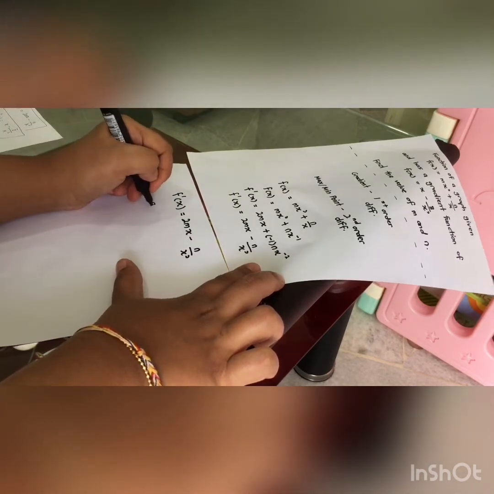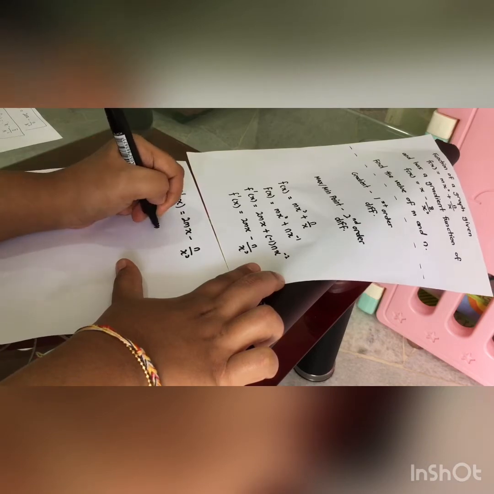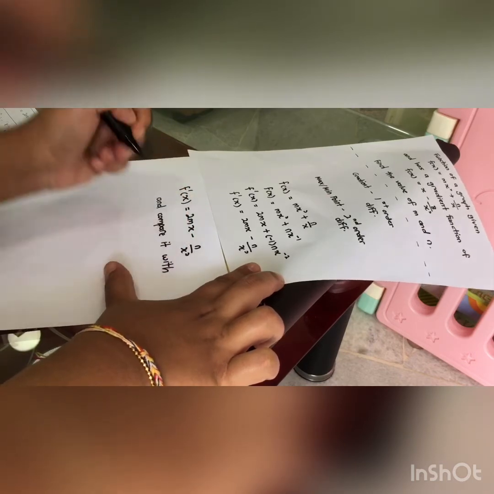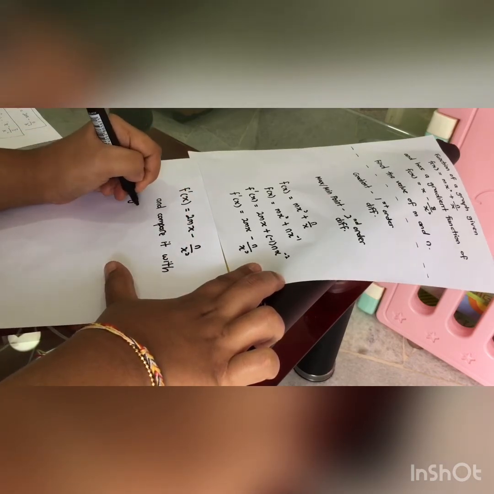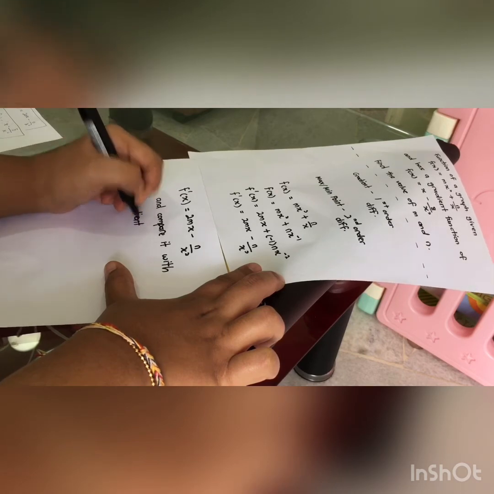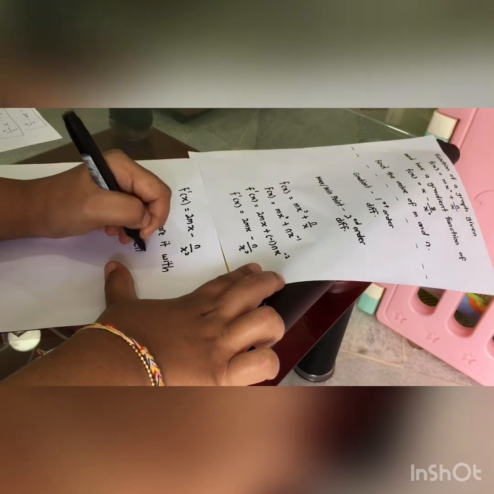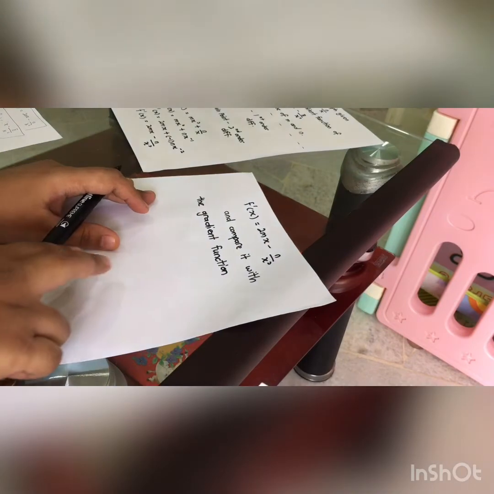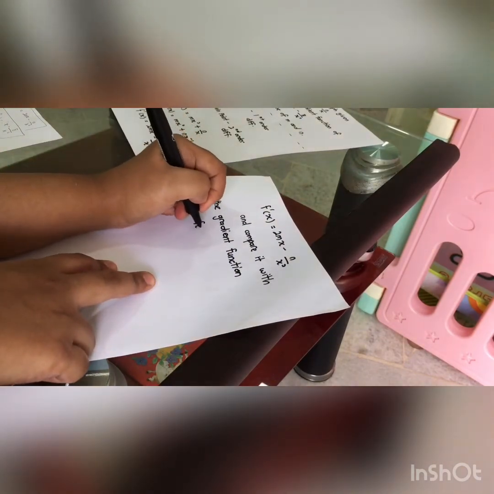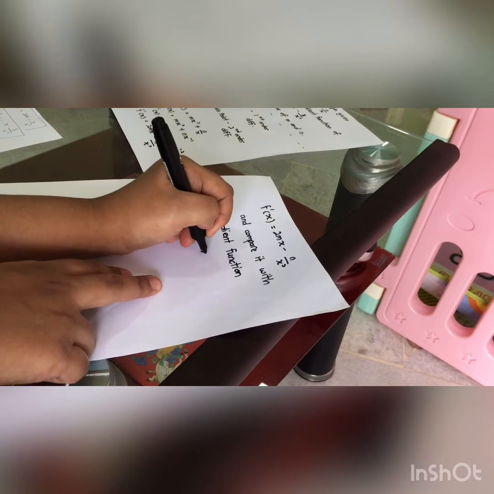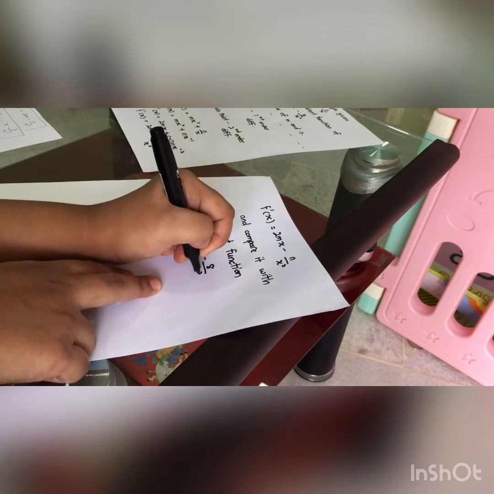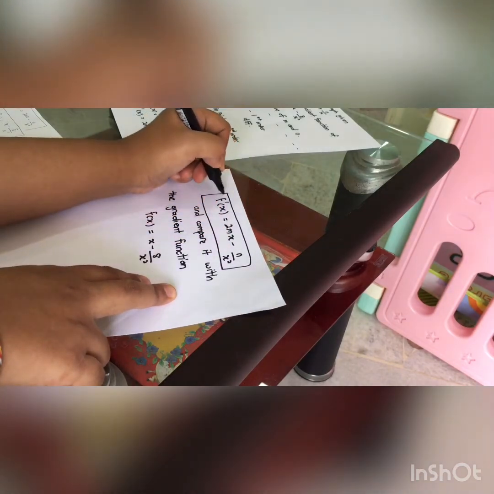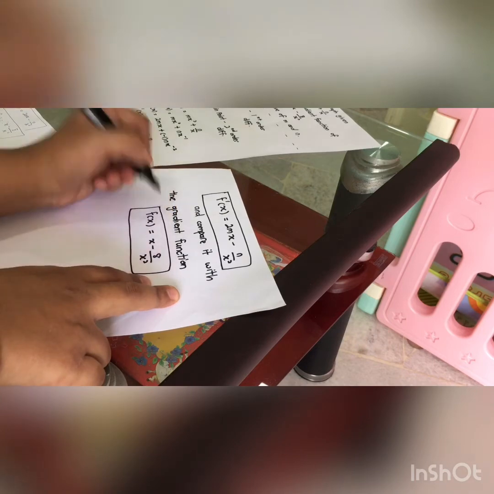Okay, and compare it with the gradient function, which is f'(x) equals x minus 8 over x squared. Okay, so we'll put a box for both the equations.